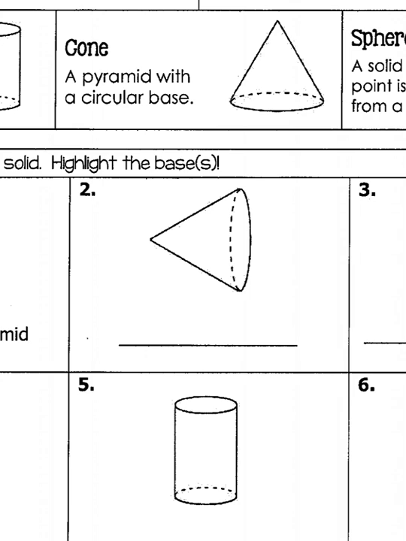Alright, number 2, it's pretty obvious here that we have a cone, but we know that for sure because we have that circular base and we have that one vertex here.